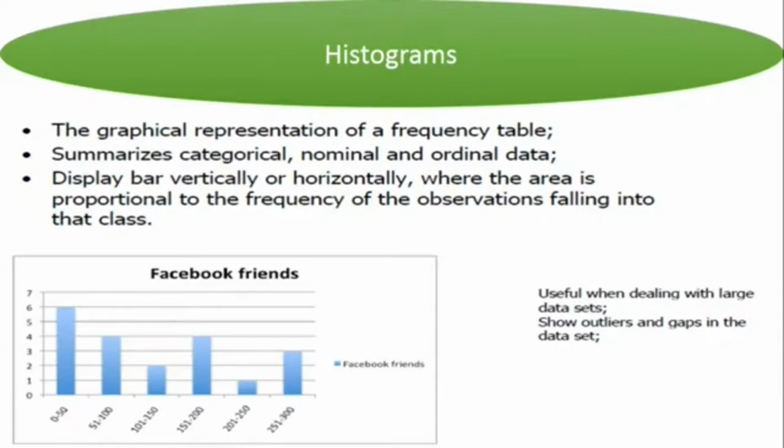after grouping a variable, which is the number of friends, by class. The first class is 0 to 50 friends on Facebook. The second class is 51 to 100 persons, and so on, as you can see on the graph. And the histogram represents the frequency, so that the area of every band is proportional to the frequency of any class. It is most useful when dealing with large data sets to show outliers and gaps in the data sets.